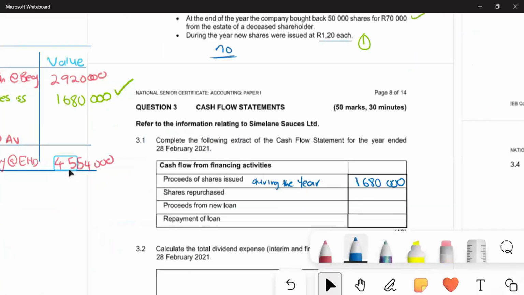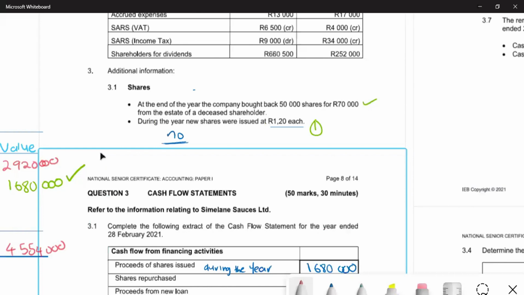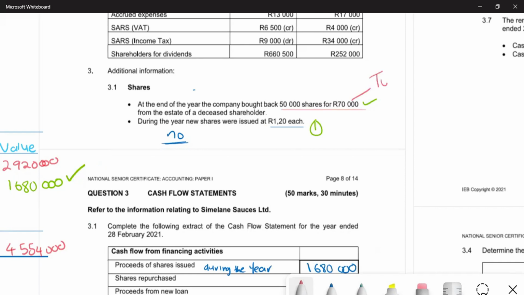Now, the second line item, shares repurchased. So here we want the total repurchase price. Remember, this is an outflow because we are buying, or money is going out. Now, let me look at the information relating to shares repurchase. Here, as you can see, at the end of the year, the company bought back 50,000 shares for 70,000. Now, this is the total repurchase price, and this is what we're looking for.